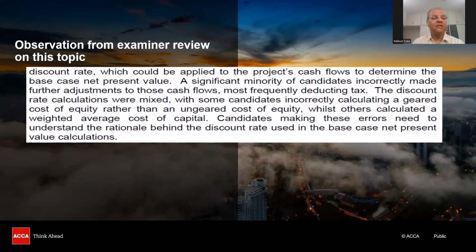Look at this comment, which the examiner has made. Especially, some candidates incorrectly calculated geared cost of equity rather than ungeared cost of equity. A conceptual error. We can't make this error. While others calculated the weighted average cost of capital, that is also wrong. Candidates making these errors need to understand the rationale behind the discount rate used in base case NPV. The rationale, that's the conceptual understanding.